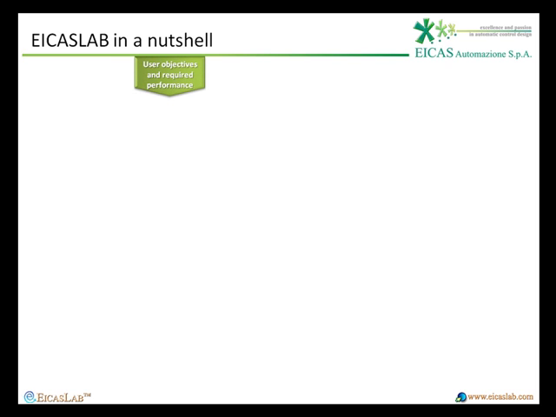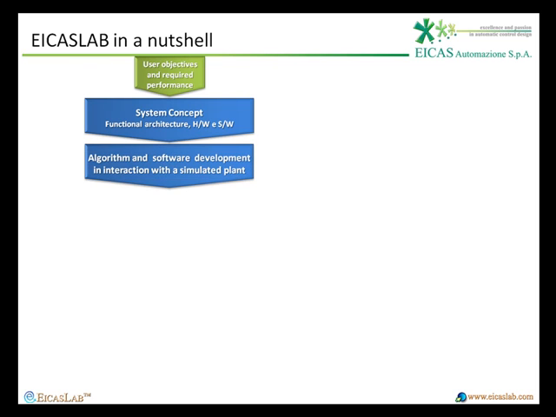Starting from the user objectives and the required control performance, you can immediately focus on the system concept, paying attention since the beginning to the functional architecture, both in terms of hardware and in terms of software. Then you can develop the algorithm and the related software of your control strategy, testing them through a like real-time simulation in interaction with the simulated plant.